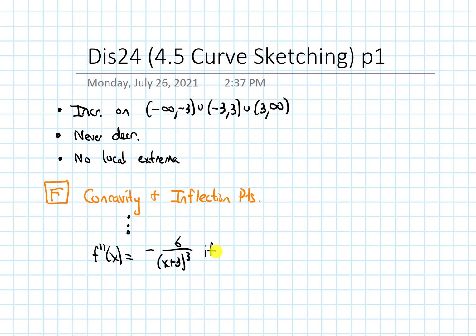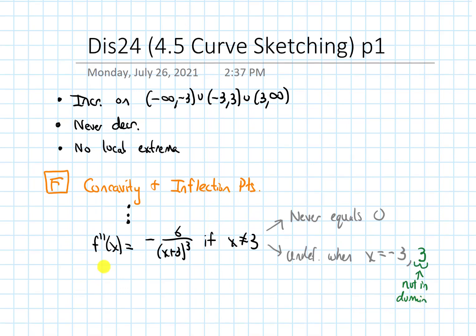Okay, so I still have my domain restriction that x is not allowed to be equal to 3. So this second derivative also never equals 0, because I would need the numerator to be 0, but the numerator is 6. It's not 0. Okay, and this is going to be undefined when the bottom is 0, which happens when x is -3. It's also undefined at this domain restriction, x is not allowed to be 3. So it's undefined when x is -3 or when x is 3. This is not in the domain also. Not in the domain. So I can't forget that.